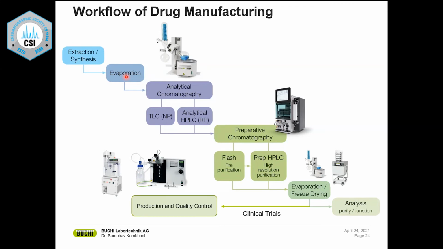And again, after doing prep HPLC, you will have a lot of mobile phase eluting with your compound of interest, and you need to remove that mobile phase as well. So again, rotary evaporator can be useful for that purpose, but a lot of times your compound now is heat sensitive and you cannot use rotary evaporator. You need a very gentle technique to remove that mobile phase. In that case, a freeze dryer or a lyophilizer comes into the picture.